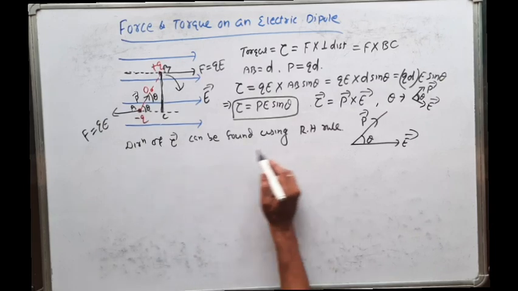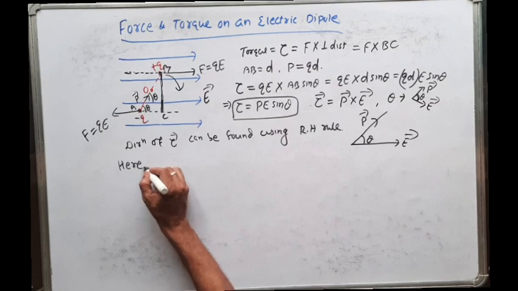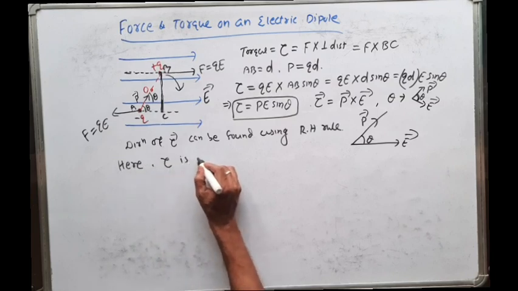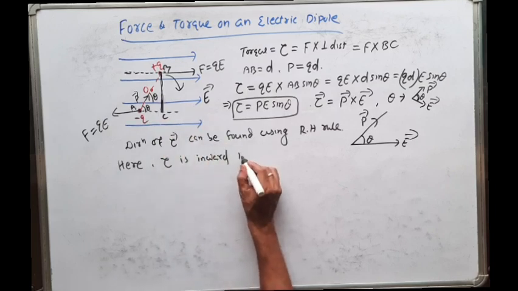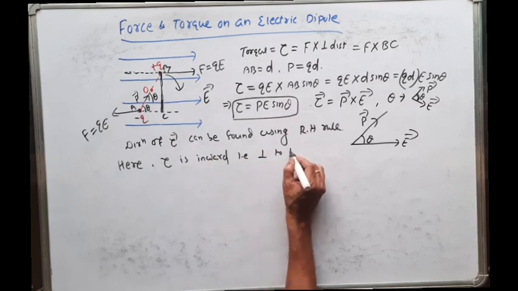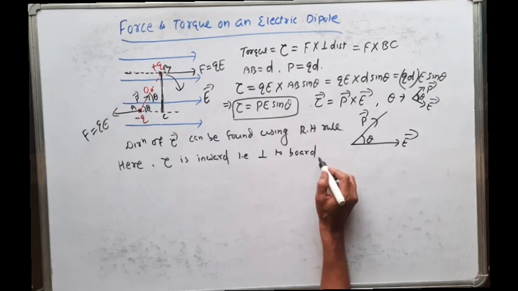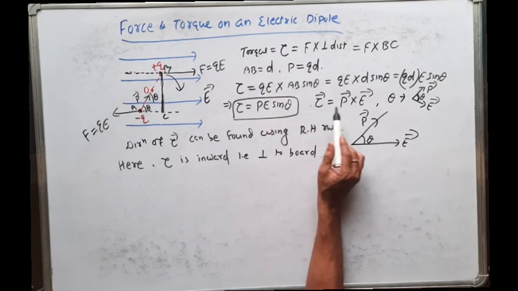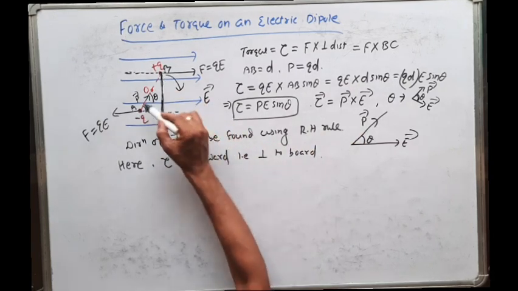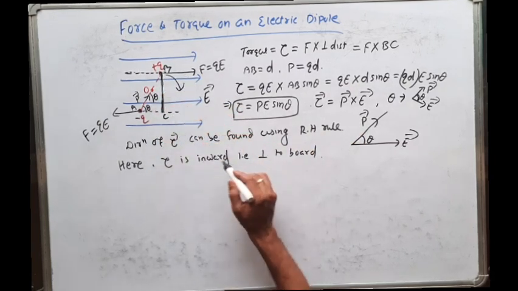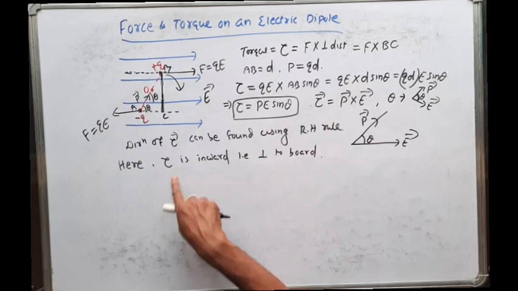So direction of torque can be found using right hand rule, and particularly in this case, torque is inward, that is perpendicular to board, and inward. Okay, so you know the rule. Torque is perpendicular to both P vector and E vector. So here P vector, E vector is lying on the board. So torque is perpendicular to the board, and according to the right hand rule, it is inward.